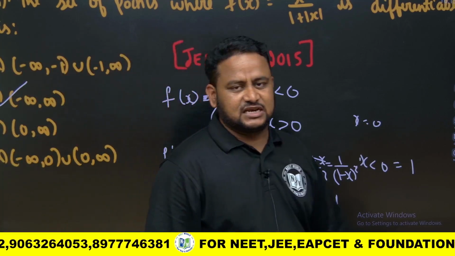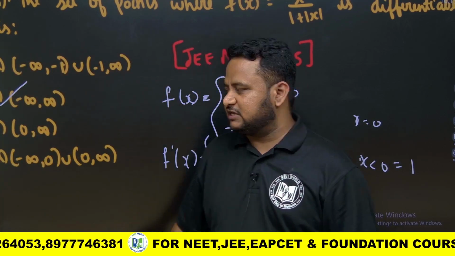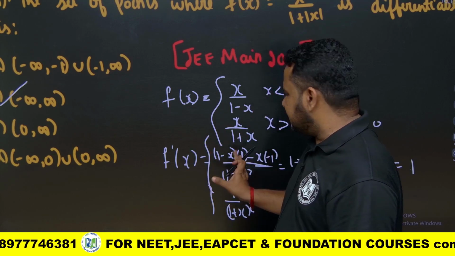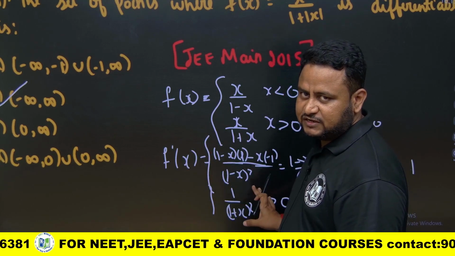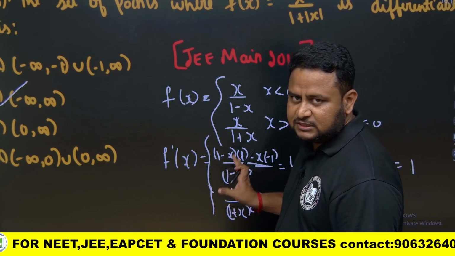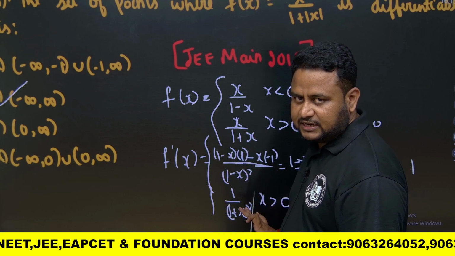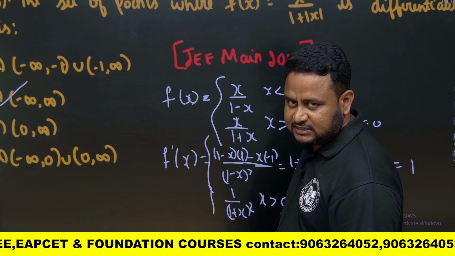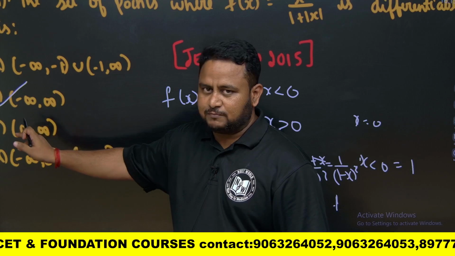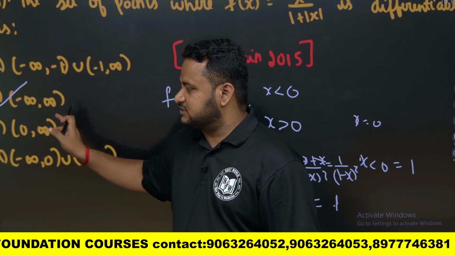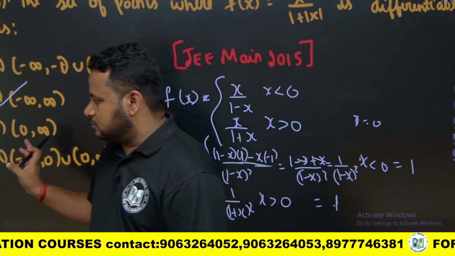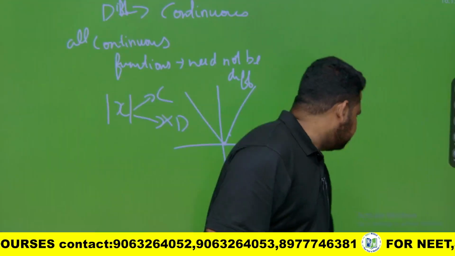That is the answer. Is it clear, friends? This is how you do it. Take the function, split the function and differentiate it, and see at which point it is differentiable. Here it is differentiable at negative points, at x equal to 0 and x greater than 0, that is positive and negative are getting the same value. That means it is differentiable at all the points, that is minus infinity to plus infinity. Got it, friends? That's it. Next one.